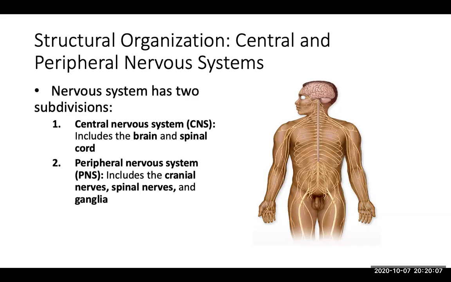The central nervous system includes your brain and spinal cord, and the peripheral nervous system includes all of the cranial nerves coming off of the brain, the spinal nerves coming off of the spinal cord, and all of the ganglia, which are clusters of neuron cell bodies.